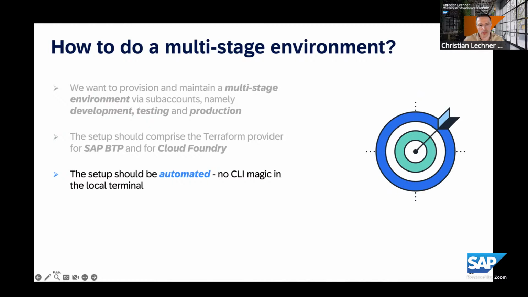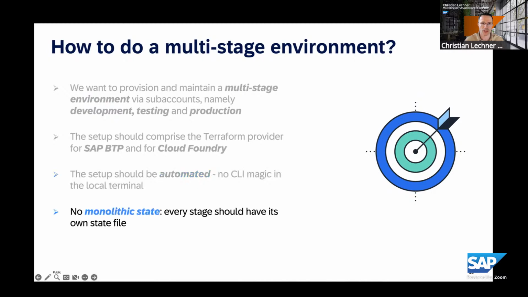And then one further requirement that is not immediately obvious, but plays an important role in such a setup, is that we don't want to have the state file that was just mentioned in the recap, this memory of Terraform of what it did, as a monolith. So we don't want one state file that contains development, testing, environment, Cloud Foundry, BTP, and whatnot. We want to split that. It's the same as you would do for app development. You also don't want a monolith there because there are a lot of downsides, and the same applies to infrastructure as code. You want the state split up, and at least every stage should have its own state file.